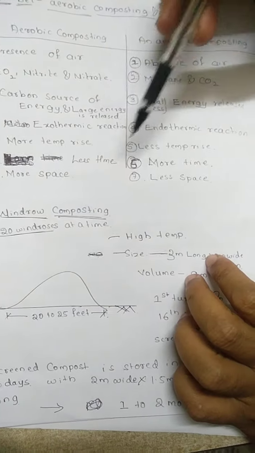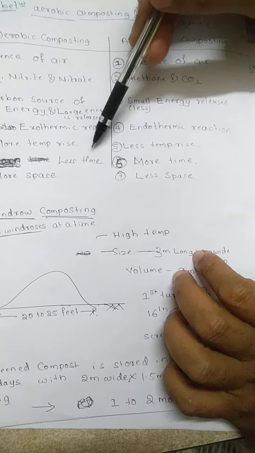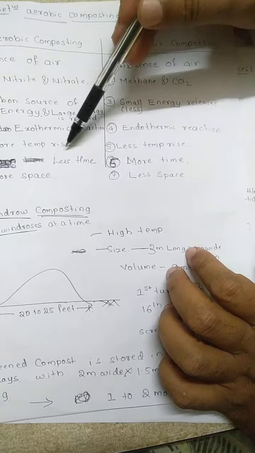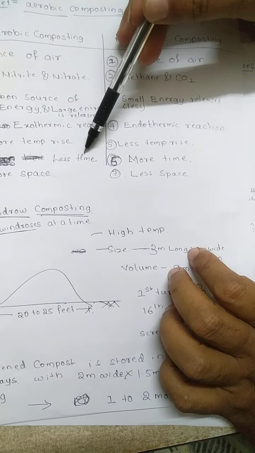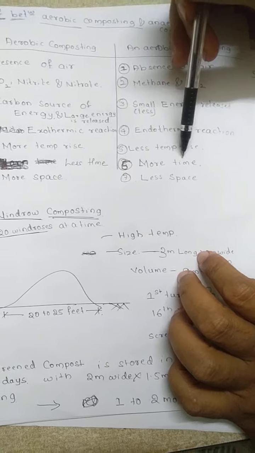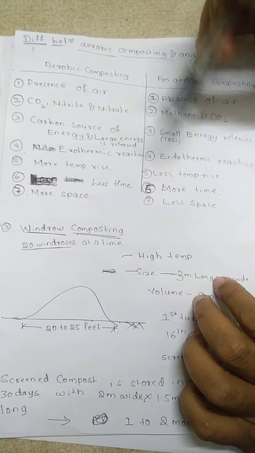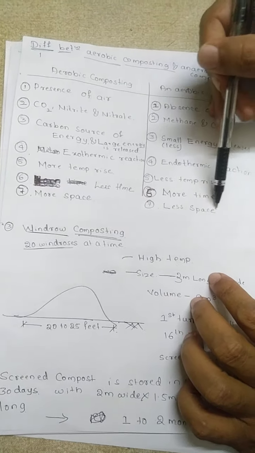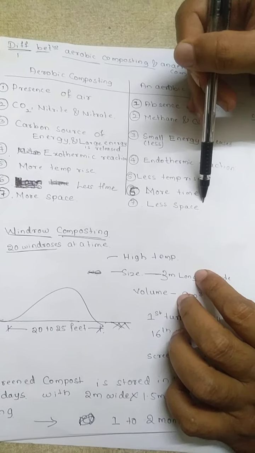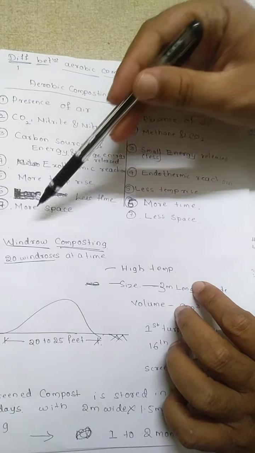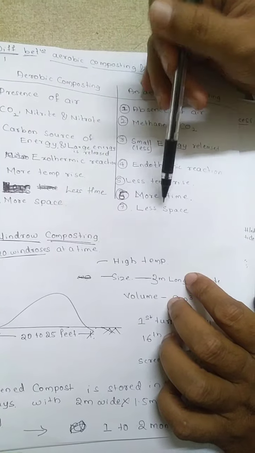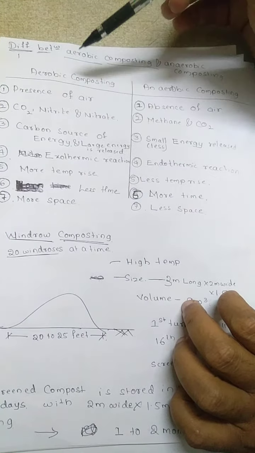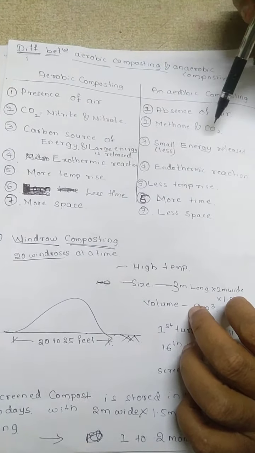Aerobic composting will take less time. That means aerobic composting will give you the manure within a small amount of time, meaning 15 days to 1 month. And anaerobic composting is going to take more time, 4 to 6 months. Aerobic composting requires more space, whereas anaerobic composting requires very little space. I will explain how one takes more space and the other takes less space. This is a very important type of question that will be asked in your exam.